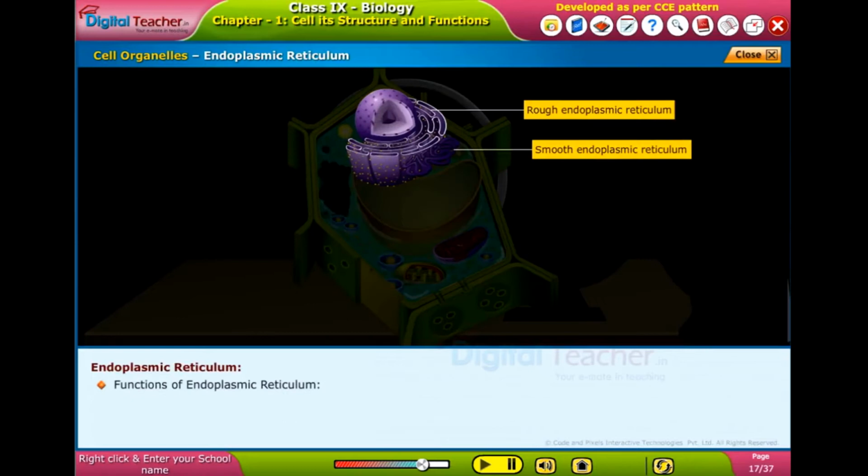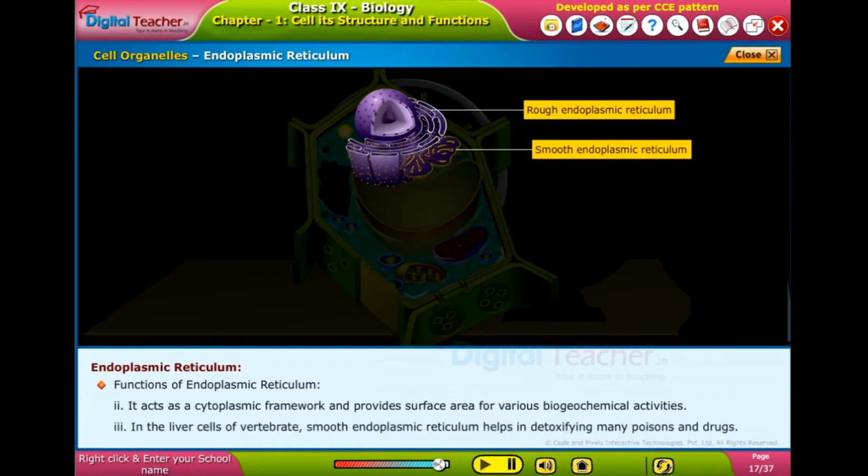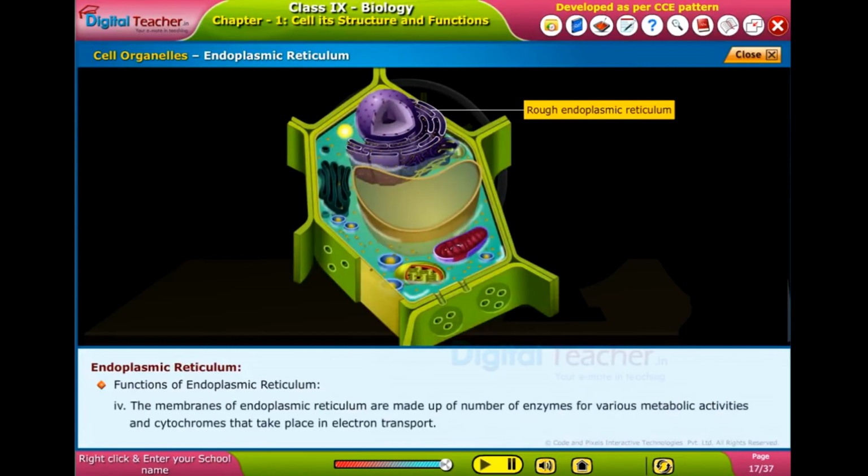Functions of endoplasmic reticulum. It serves as a channel and helps in transporting of materials between different regions of cytoplasm or between cytoplasm and nucleus. It acts as a cytoplasmic framework and provides surface area for various biochemical activities. In the liver cells of vertebrates, smooth endoplasmic reticulum helps in detoxifying many poisons and drugs. The membranes of endoplasmic reticulum contain a number of enzymes for various metabolic activities and cytochromes that take place in electron transport.